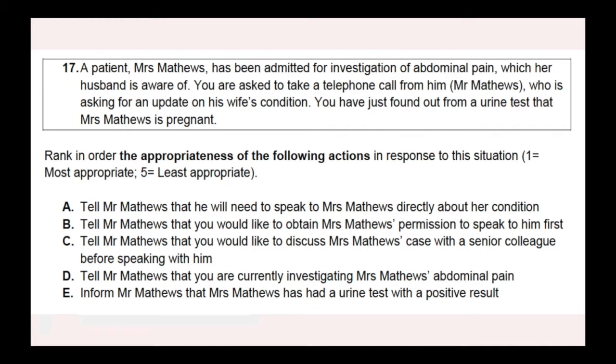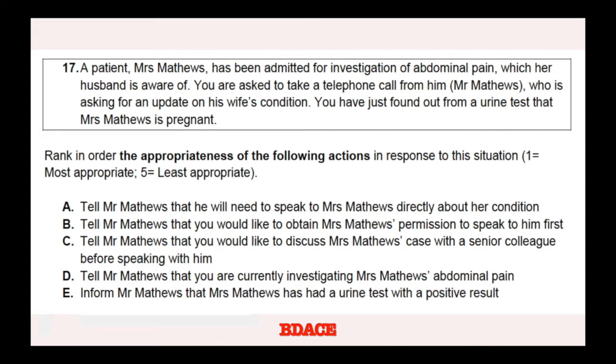Right, so the answer is B, D, A, C, E. The first most appropriate answer is: tell Mr. Matthews that you would like to obtain Mrs. Matthews' permission to speak to him first. Now, this is quite obvious because here confidentiality is your utmost priority, and B is the most obvious appropriate answer.